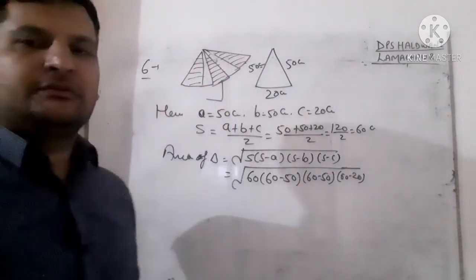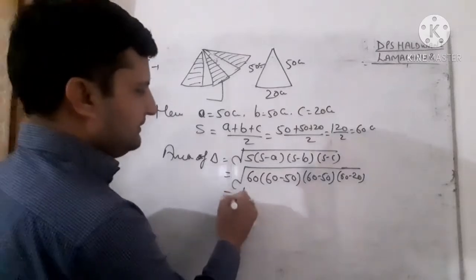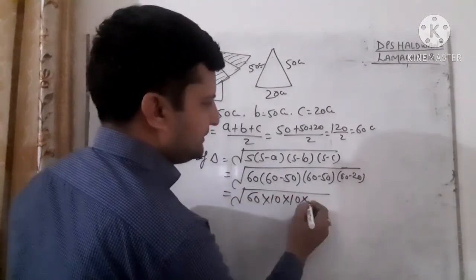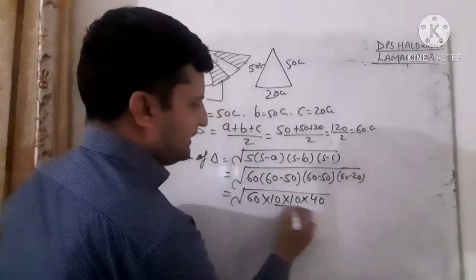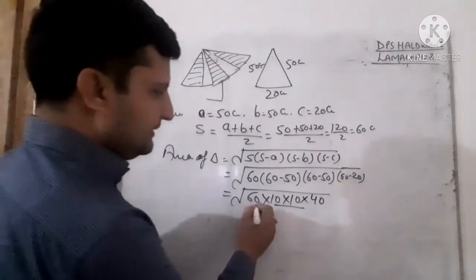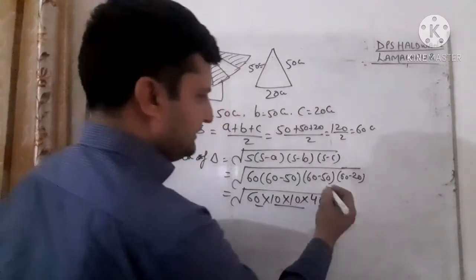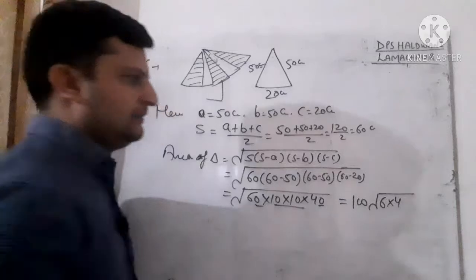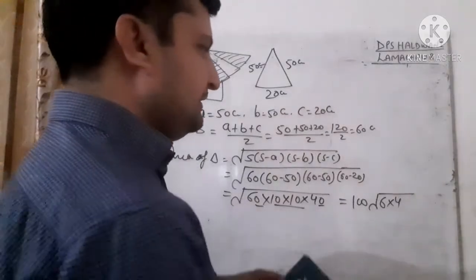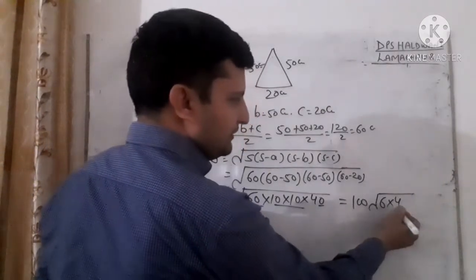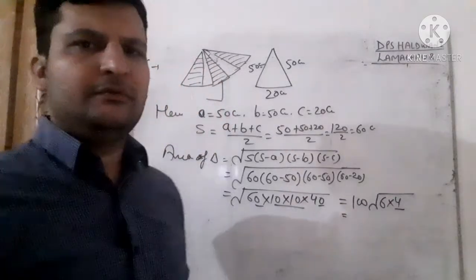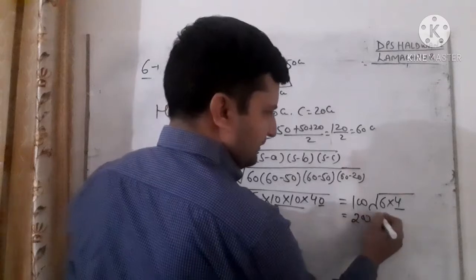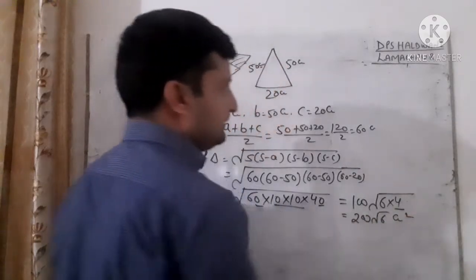So student, now we have to solve this. How we can solve it? We can solve it like this. 60 into 10 into 10 into 60 minus 20 is 40. So the 10, 10 pair is here. Again the 10, 10 pair is there. Means we can write it like this: 10 into 10 means 100 root 6 into 4. Now we can calculate, student, 6 into 4 is 24. We take the 4 outside because 2 into 2 we can write it. So 200 root 6 centimeter square.